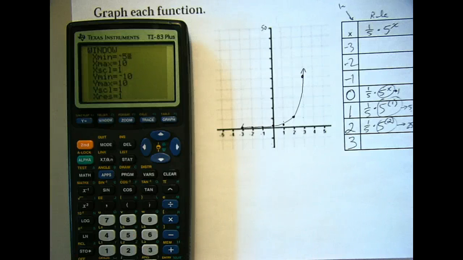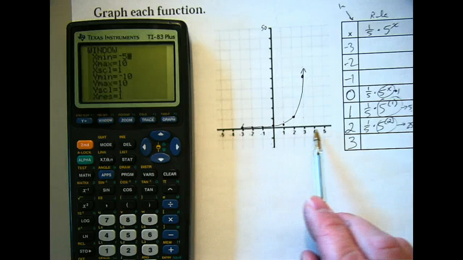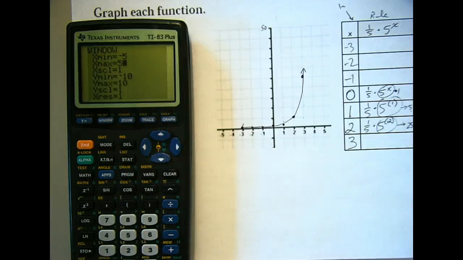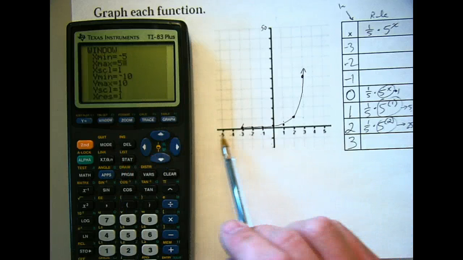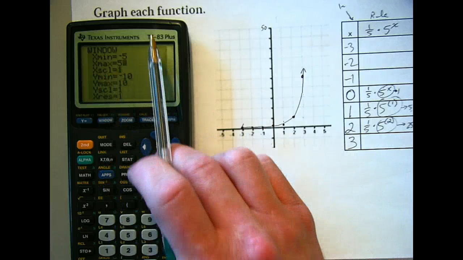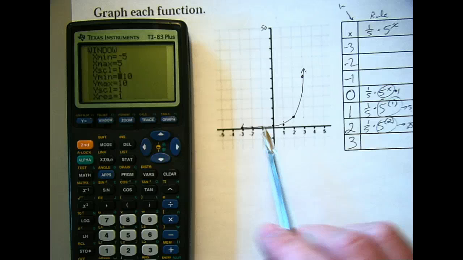Is that on X min? On the x min. So what's the maximum x value? 5. Yes. Very good. So we go down, we push 5 for max. What are we going up by on x? 1. That's what scale is. That's already good. The minimum on y.